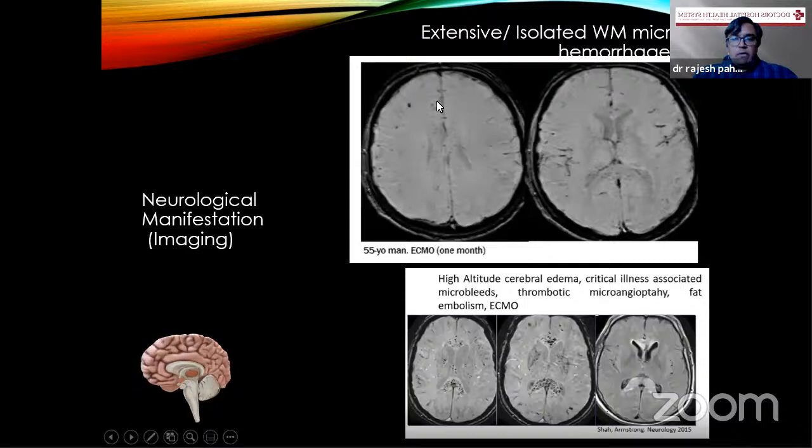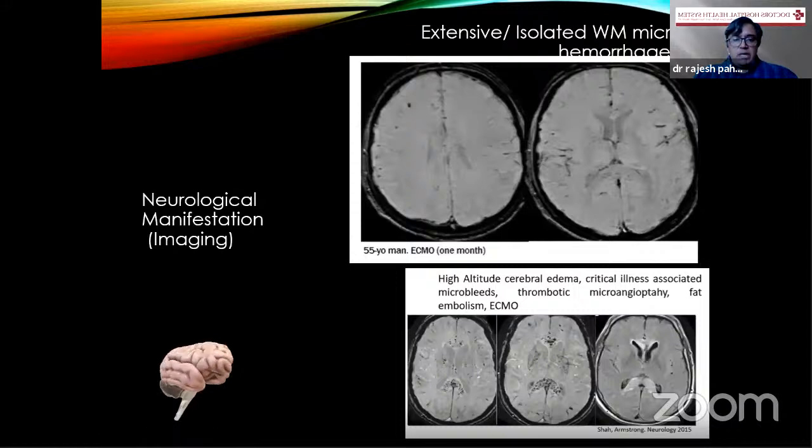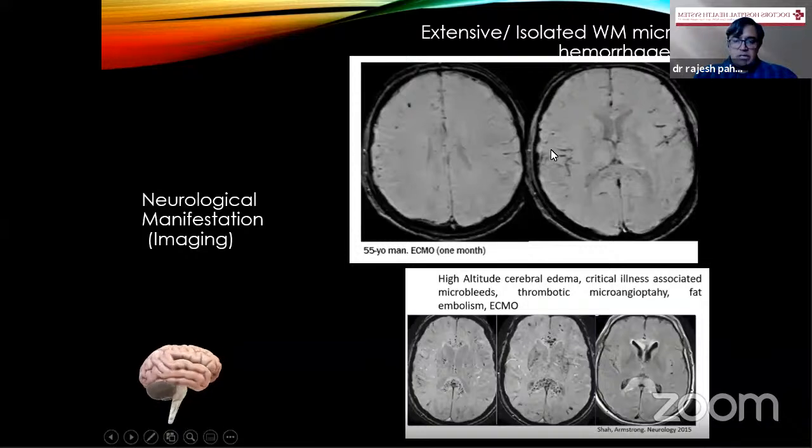The extensive or isolated white matter microhemorrhages, as we can see, are small hypointense areas on susceptibility images of the brain in a 55-year-old male on ECMO, which is seen in the COVID-positive patient. But yes, we can also see these findings in high altitude cerebral edema or thrombotic microangiopathies.